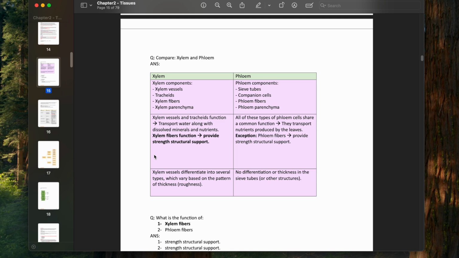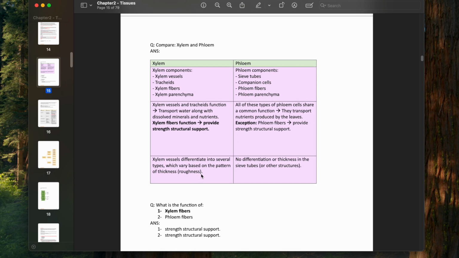And for the phloem, of course, we've talked about all of them share a common function, which is the transport of nutrients produced by the leaves, and only one exception, which is the fiber, which is also going to provide strength and structural support. And as I told you, the xylem vessels differentiate into several types based on their roughness or thickness. I told you that we're going to mention this in the comparison question, because here there's no such differentiation happening. So no differentiation or thickness in the sieve tubes or any other structure.